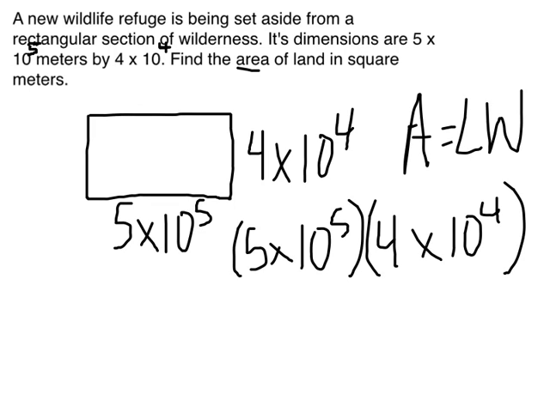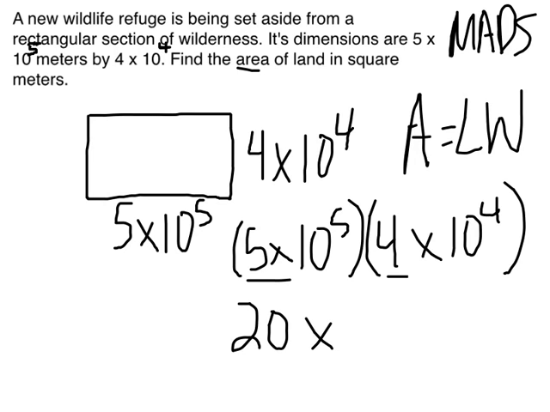Now it becomes super easy. Multiply your coefficients and add your exponents. Remember, we follow our math rules when we're multiplying and dividing. 5 times 4 is 20, and if I add my exponents, I get 9. Now, something should be screaming out at you. We're not done because our coefficient is not between 1 and 10.